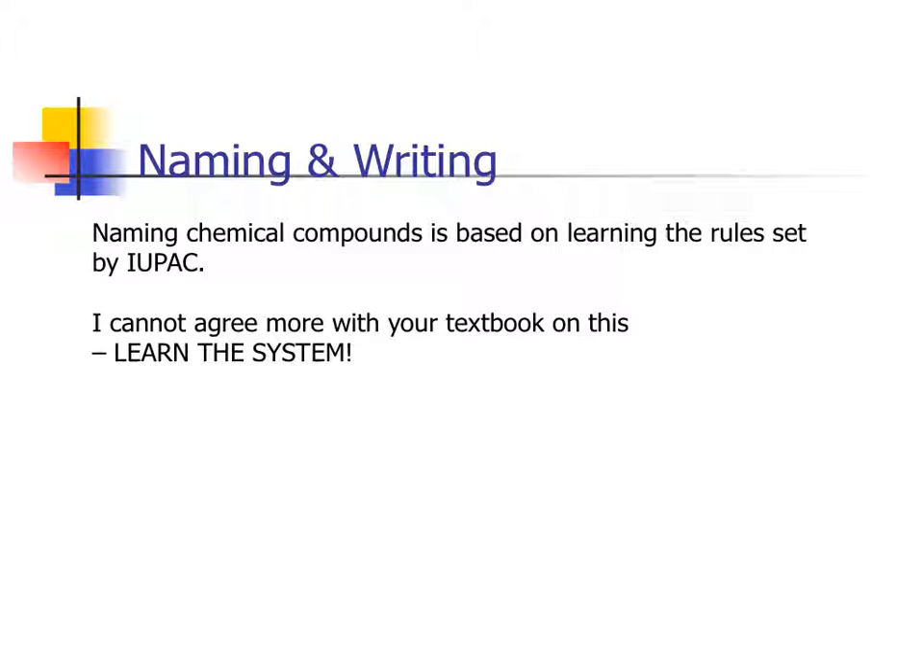The naming system that we are going to cover for the covalent compounds and the ionic compounds is based on rules set forth by the IUPAC, the International Union of Pure and Applied Chemistry. It can't disagree with your textbook or any other reference material, and that is: learn the system. If you learn the system, you will be able to communicate with any of the chemists out there.